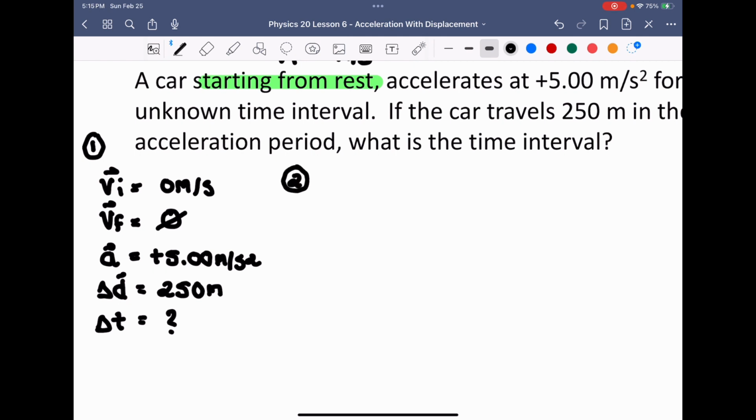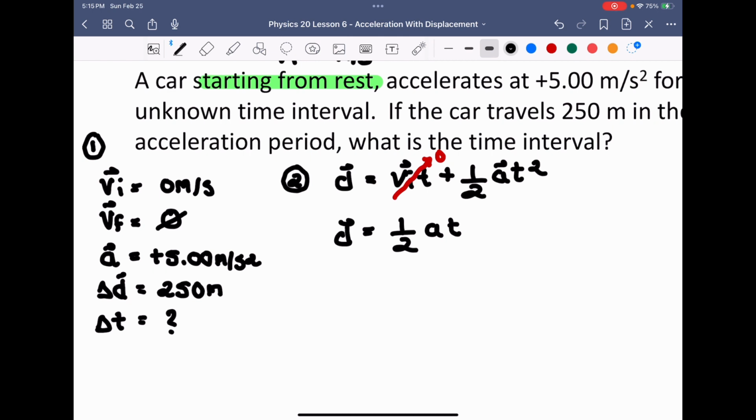And so when I select the right formula, I look through the formula sheet and I'm like, hey, which one has displacement, initial velocity, time, and acceleration? And you should see that displacement is equal to VI t plus 1/2 acceleration times time squared. Now, a really nice, beautiful thing about this equation is that because VI is equal to 0, this piece cancels out, because anything times 0 just wipes out. Now I'm going to be given displacement is equal to 1/2 acceleration times time squared.